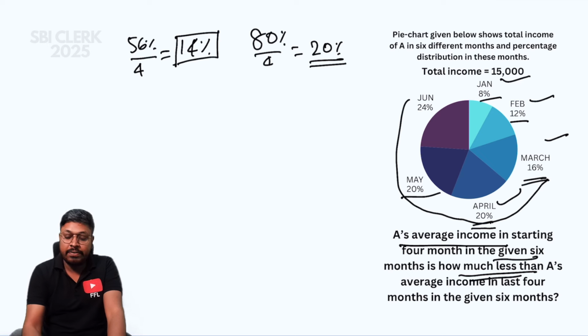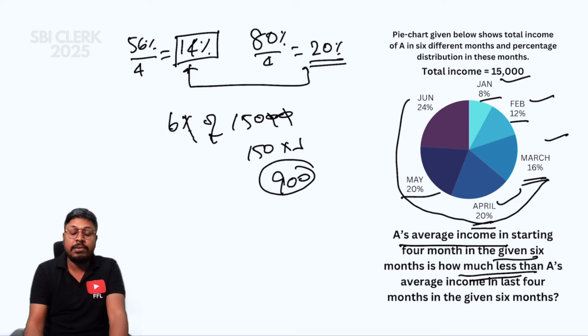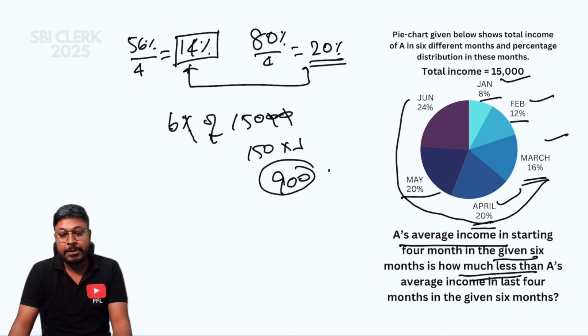Now we need to find the difference. So 14, 20 difference is 6 percentage. So 6 percentage of 15,000. So cancel 0, 0. 150 into 6 will be 900. So answer for this question is 900. Right? So don't find the answer separately.